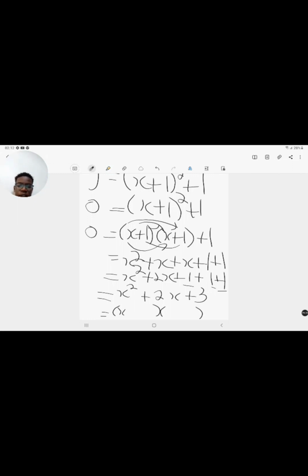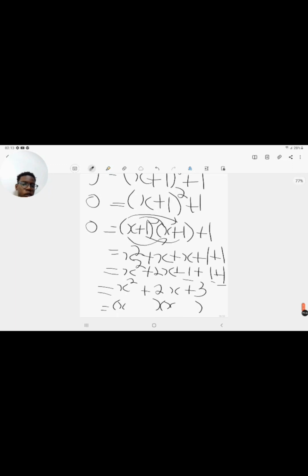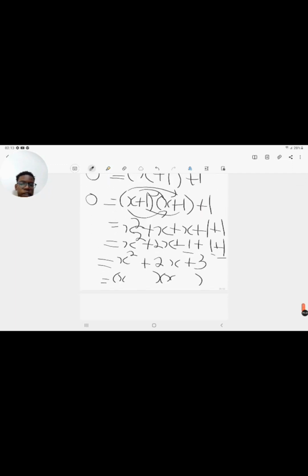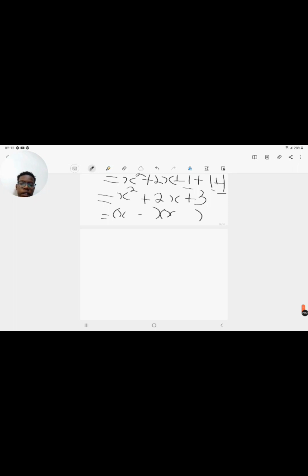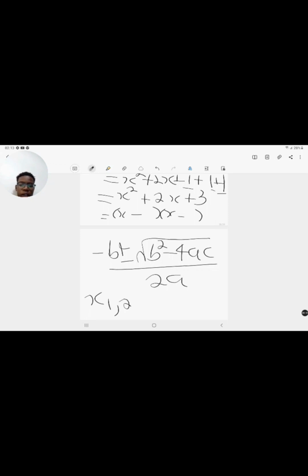You're going to have x here, and x here. Let's see what you're going to have. 3 times 1 is 3, 3 minus 1. Yeah, you're going to have to use the quadratic formula to get your values of x here. So you're going to have x here, x here, and some value there. Use your quadratic formula: minus b plus or minus the square root of b squared minus 4ac, over 2a. Then you're going to get x1 and x2. You're going to get your answers here.